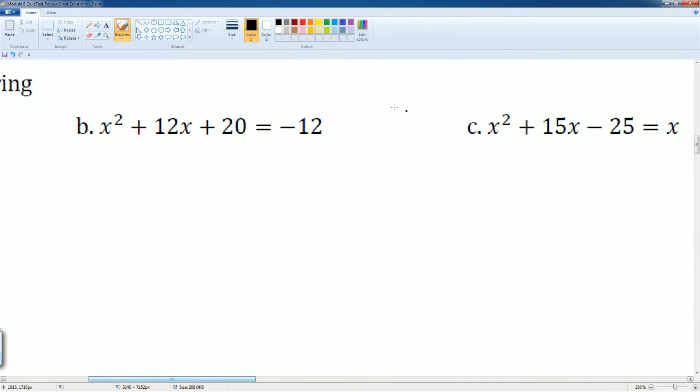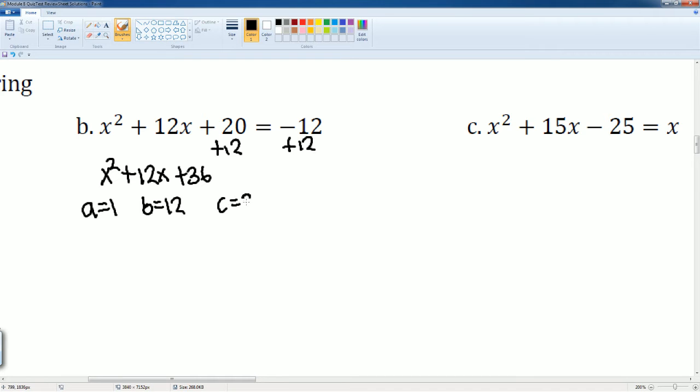B. This is not in standard form. We have to add 12 to both sides. You get x squared plus 12x plus 36. A equals 1, B equals 12, and C equals 36. We put it in our diamond method. Left-hand side, our B equals 12. On the right-hand side, we get C equals 36.